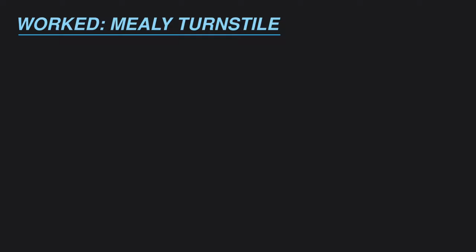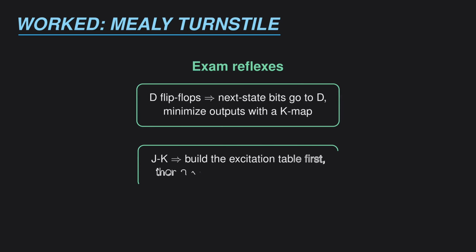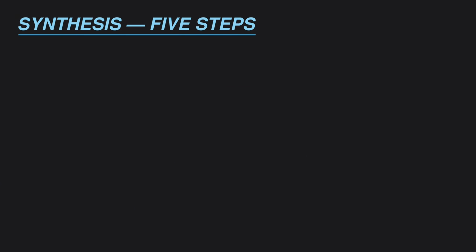So, exam reflexes once more. When a problem says, implement this with D flip-flops, immediately think, the next state bits go straight to the D inputs, then minimize the outputs with a Karnaugh map. When it says JK, immediately think, build the excitation table first, then use a Karnaugh map with the do not care entries. Here's the whole section in one breath.